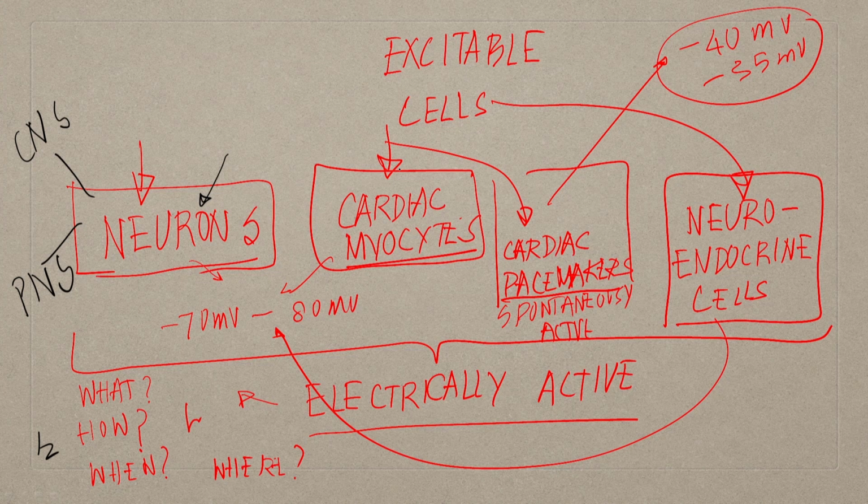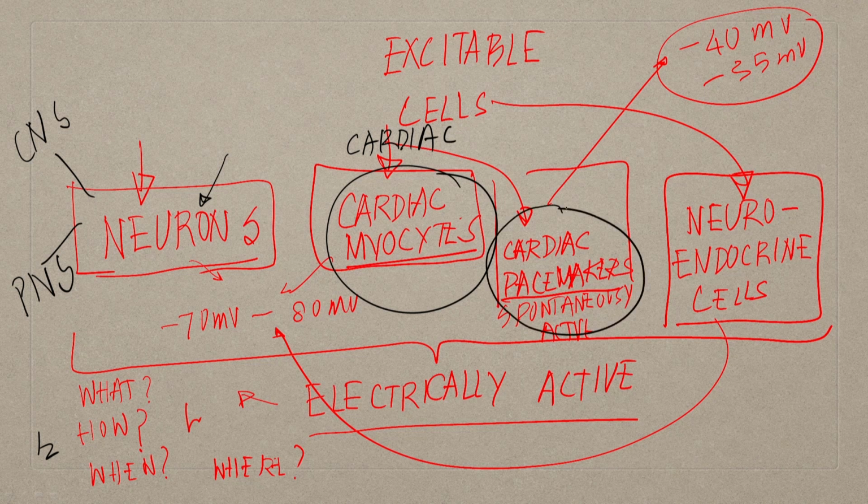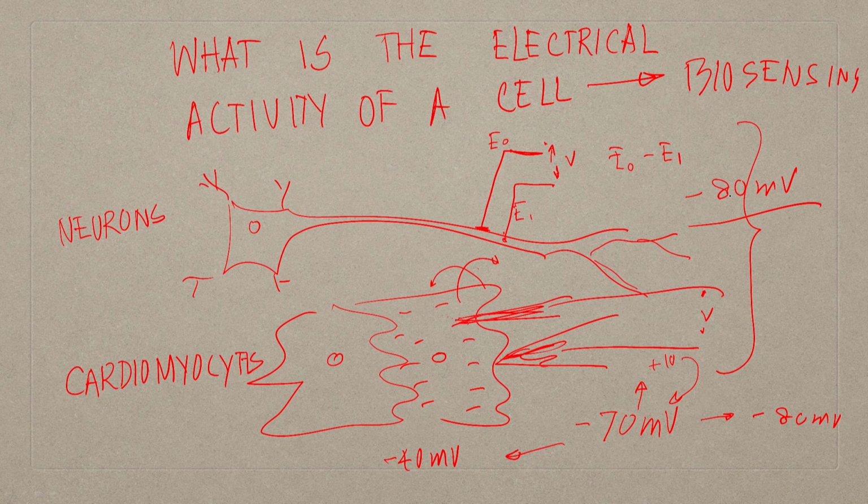Then we talked about the cardiac myocytes. So basically all the cardiac cells could be divided into two different kinds of excitable cell: cardiac myocytes, which largely compose the heart, and cardiac pacemaker cells, which are only 2 to 3% of the total cardiac cells. They set the tone of the heart. And the third one is the neuroendocrine cells. So these are the three key families of electrically excitable cells.